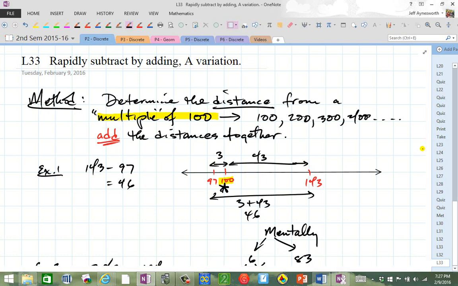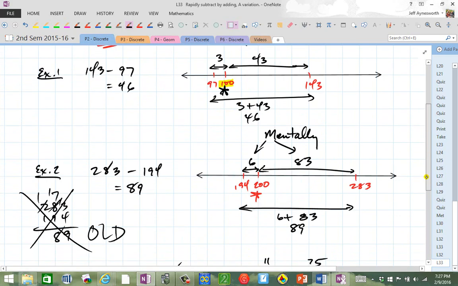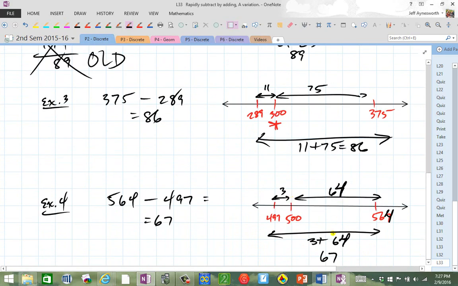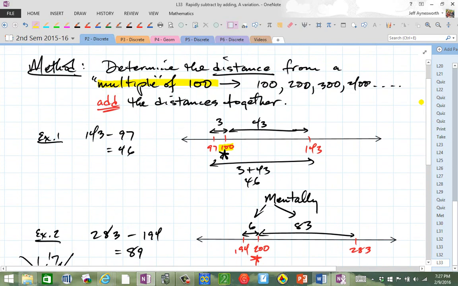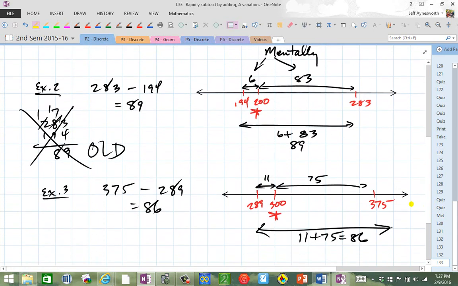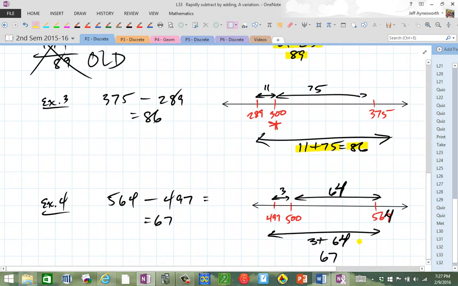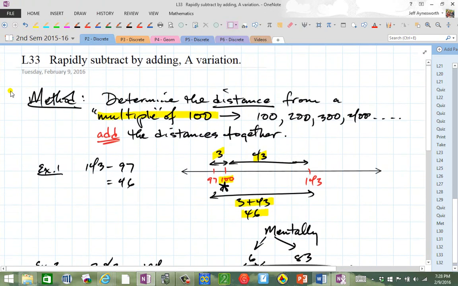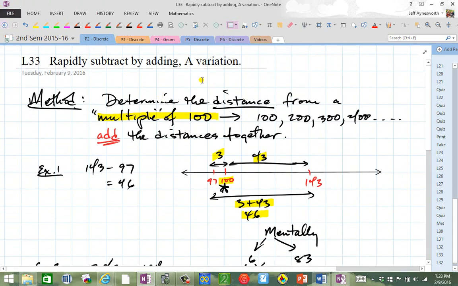Okay, so I want you to convert every problem to an addition problem, looking at the distances, all right, and show your thinking. And what I mean by that is this, okay? When you do your work, you show 3 plus 43 is 46. And then you show 6 plus 83 is 89. And then 11 plus 75 is 86. You show your thinking. And then 3 plus 64 is 67. Show your thinking, illustrate the idea. Okay, because if you can think it correctly, you can do it in your head. All right, and that's how you rapidly subtract by adding. Just a little variation of how you were taught before.